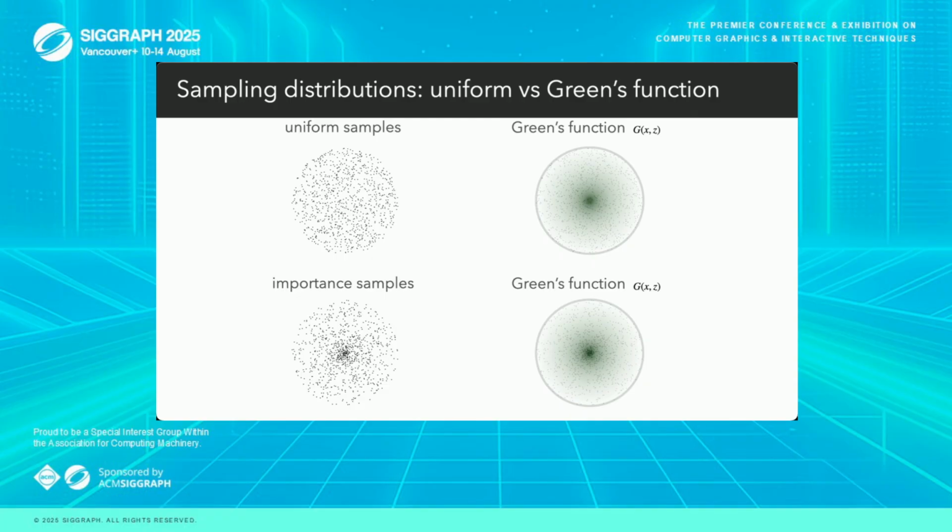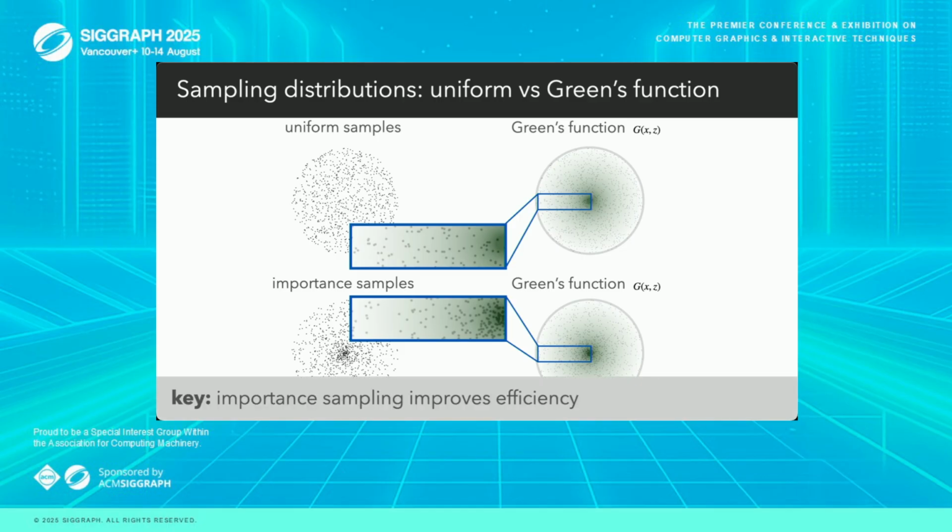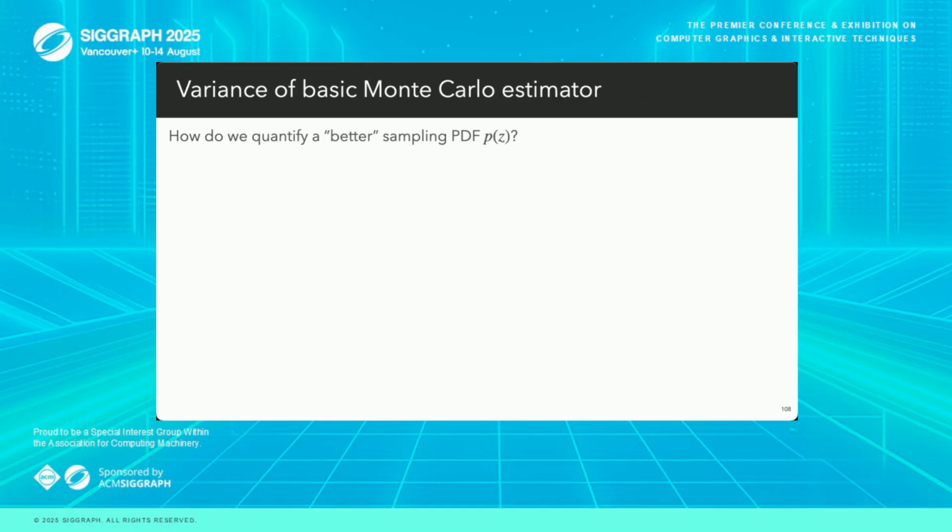Now, in our Green's integral case, if we start to sample proportional to the Green's function, we're going to end up with a sampling distribution that looks something like this on the bottom row, where you can see that we end up with a lot more samples concentrated in regions where the Green's function is larger. And so this is going to improve our sampling efficiency. Now, when I talk about improving our sampling efficiency, what I really mean is we're reducing the variance of our estimator. And the variance of our estimator is just a measure, essentially, of, on average, how far the estimator is from the actual ground truth value.